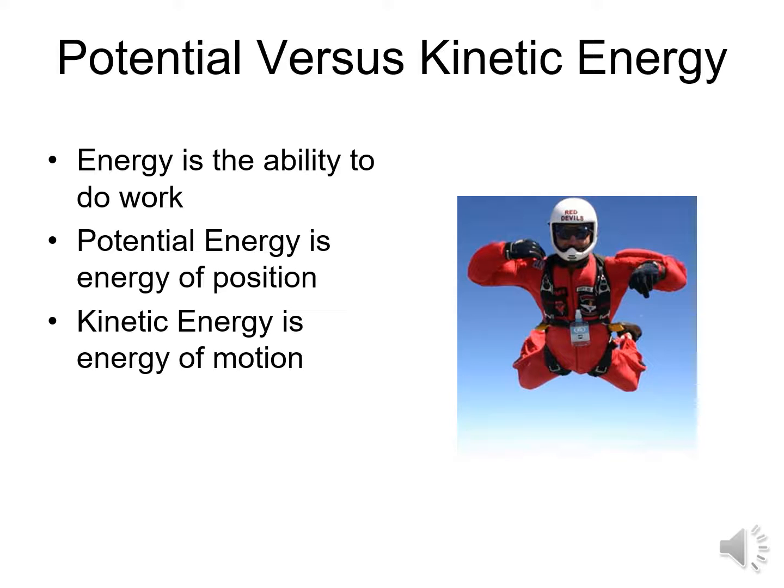So our parachutist has parachuted in on the right side of the slide here, and when that parachutist is up in the air, he has potential energy, energy of position. That energy is converting to kinetic energy as he falls. The farther he falls, the faster he moves, and so kinetic energy is energy of motion. Potential energy can convert to kinetic energy.